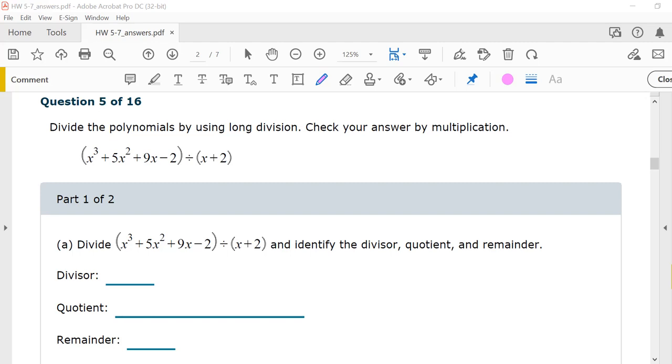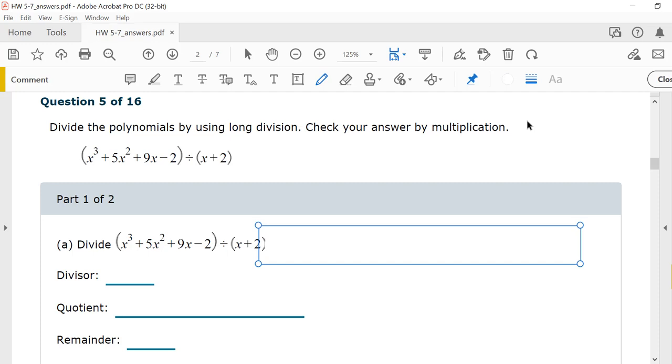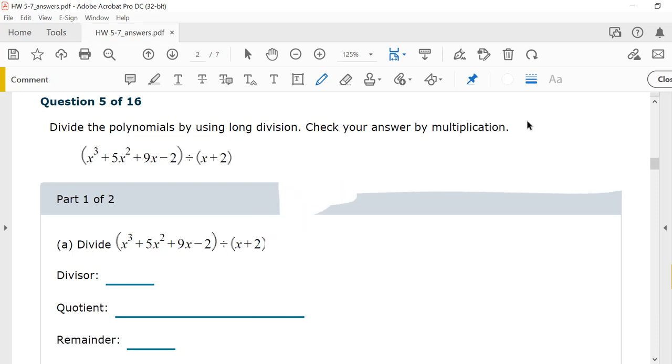Question 5 says to divide the polynomials by using long division. I want to point out, this time what you're dividing by is a binomial. So you can't do the same thing we've been doing. It tells us to use long division. And before I go there, I'm going to do this so I can have a place to work.